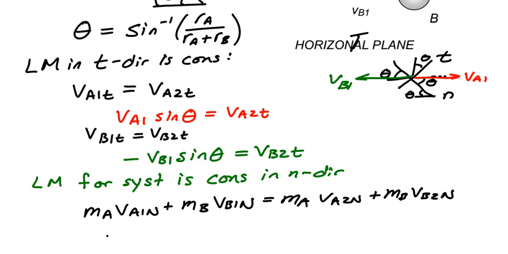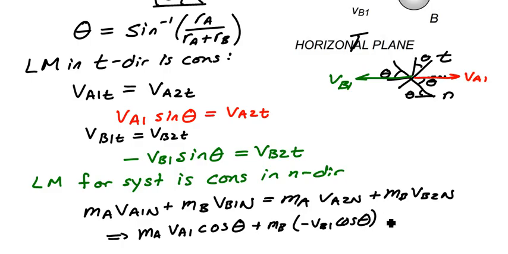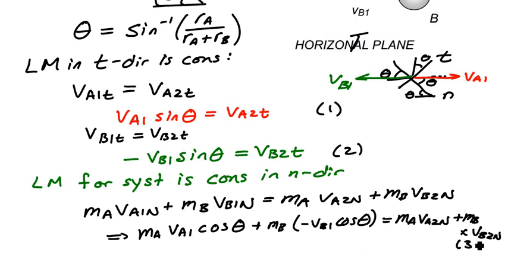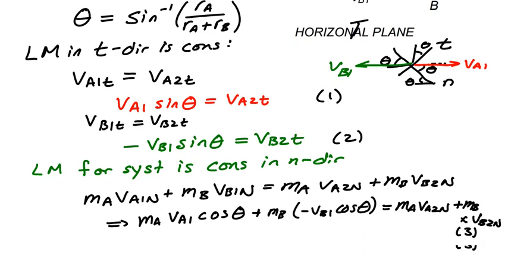Go ahead and do some substitution here. So this is going to give me MA times VA1 in the n direction, which is VA1 times the cosine of the angle theta. And I'm going to have plus MB times VB1, which is going to be minus VB1 times the cosine of the angle theta. And that's going to equal, in this case, MA times VA2n plus MB times VB2n. Now, if you look so far, I have 1, 2, 3 equations, but I still have 4 unknowns, and so I have to go to one more equation.